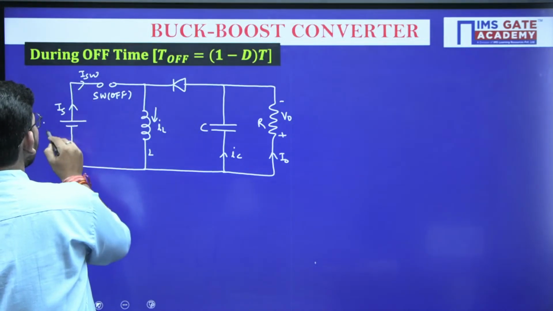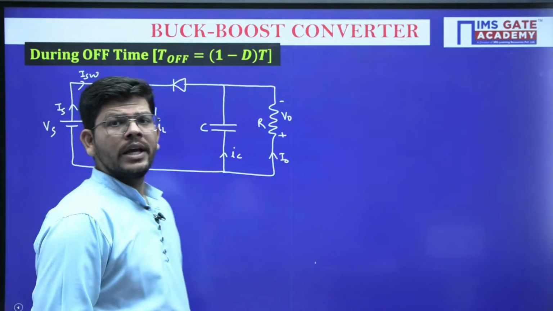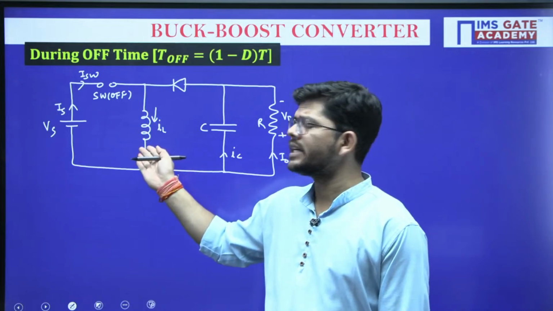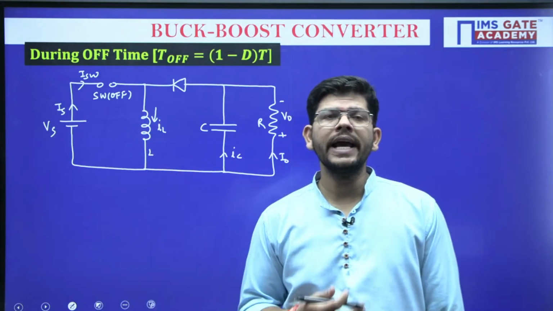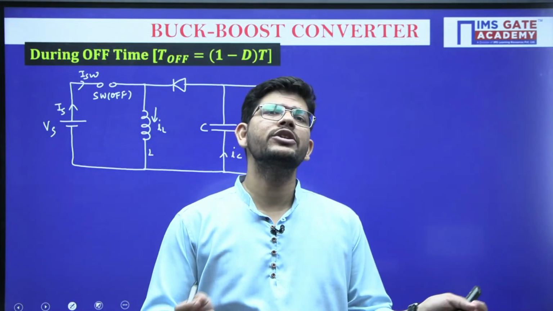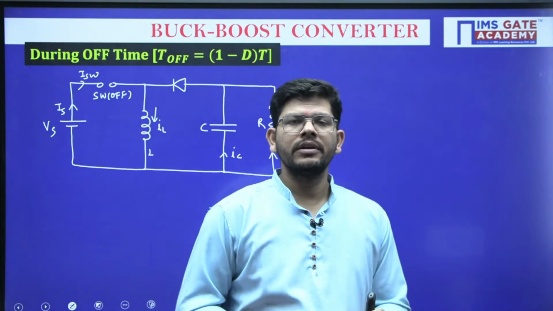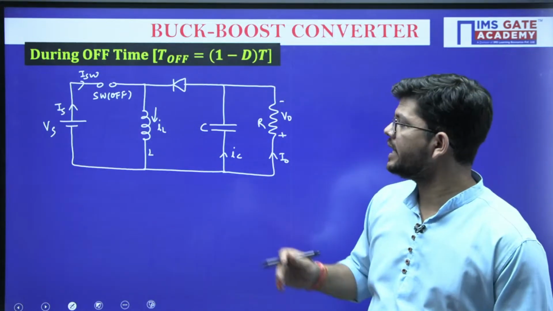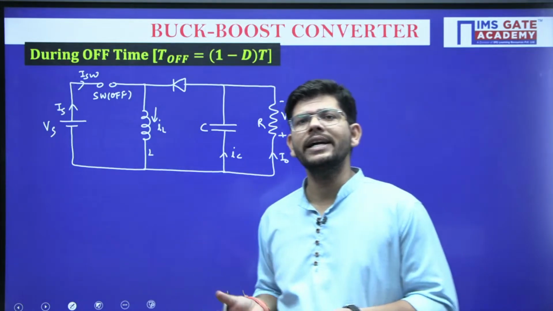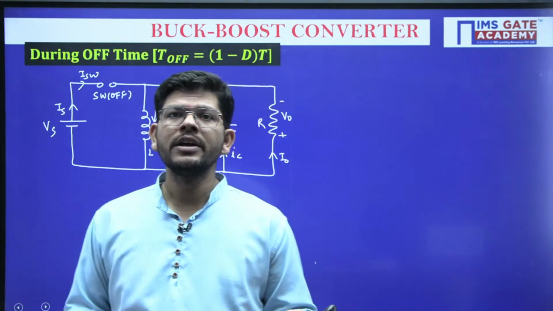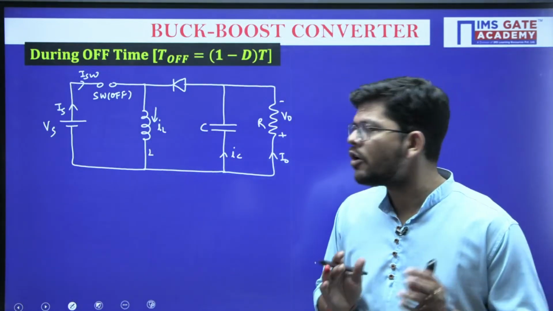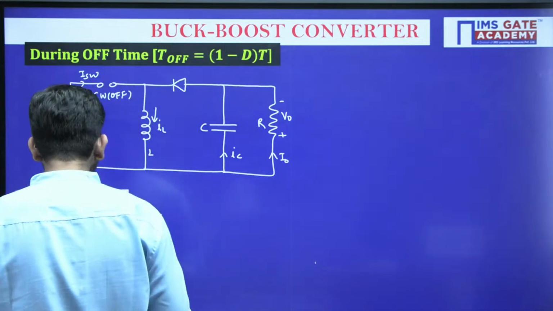If the switch is getting off, that means it is impossible right now to maintain the current across the inductor, yes or no? But you know that the current across the inductor cannot change suddenly. Inductor current is in true love, isn't it? The inductor current cannot change suddenly. The inductor loves its current. It cannot be that the current across the inductor is changing suddenly. So it will oppose this change in current. How is it going to oppose this change? In order to oppose this change, what will it do?